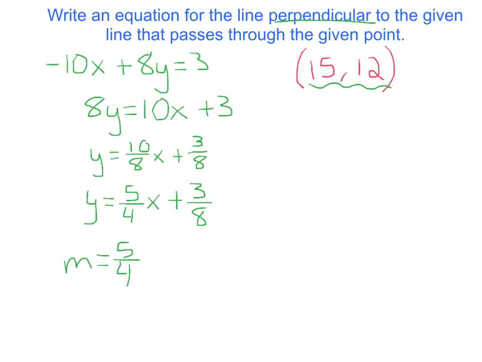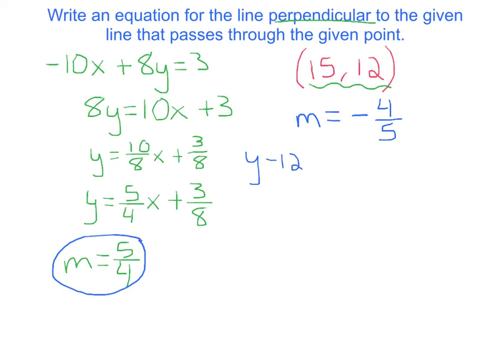So I need the slope of a line perpendicular to 5/4. And we have to think opposite reciprocal. Well, 5/4 is positive, so my new slope has to be negative. And the reciprocal of 5/4 is 4/5. So let's plug that information into point-slope. y minus 12 equals negative 4/5 times x minus 15.